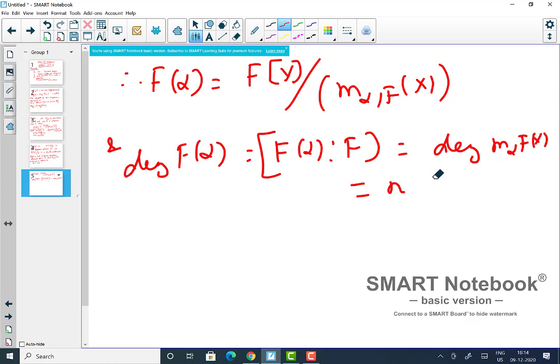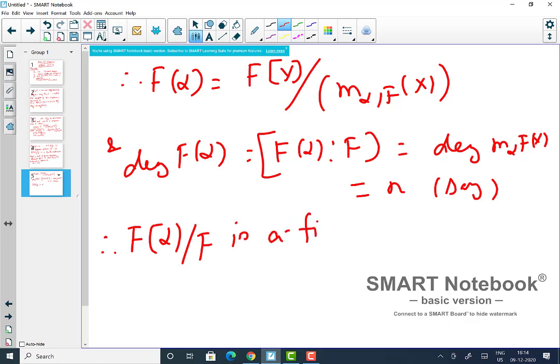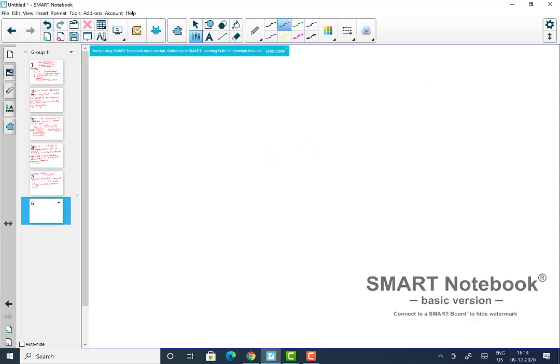So F(alpha) over F is a finite extension of F. So one part is obvious. Now conversely, we will prove that if it is a finite extension, then this alpha must be an algebraic element.